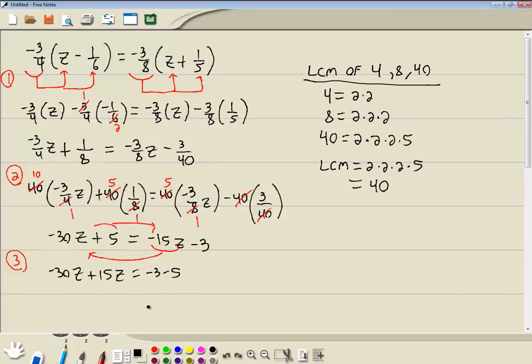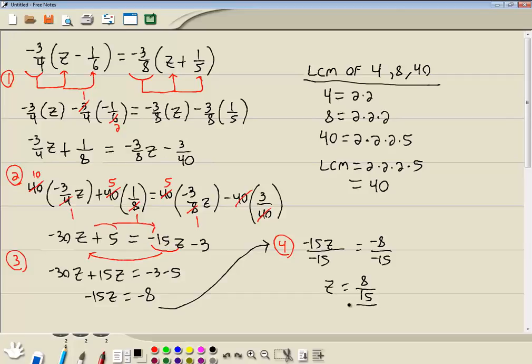Now our note up at top says that at any step, combine like terms. Like terms, same variable to the same power. So negative 30z plus 15z gives us negative 15z. And negative 3 minus 5 gives us negative 8. Step 4. Divide both sides by the number in front of your z. So we'll divide both sides by negative 15. And we get z, those negatives cancel, z is equal to 8 over 15.